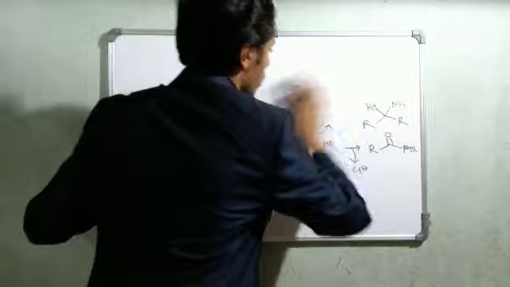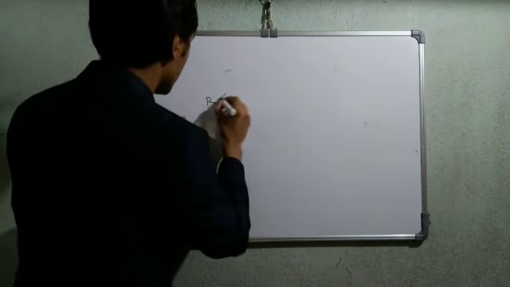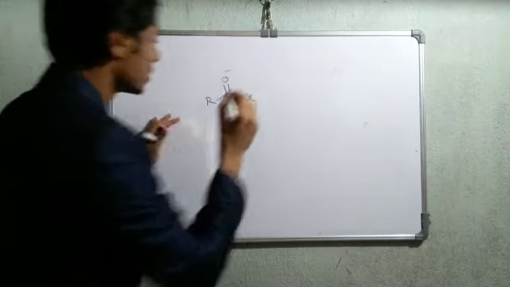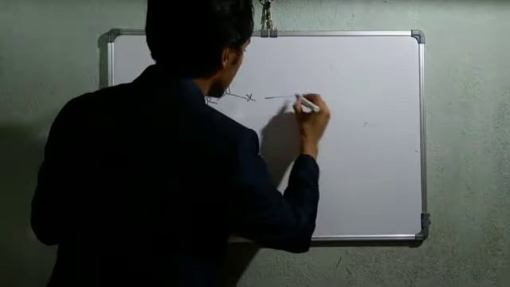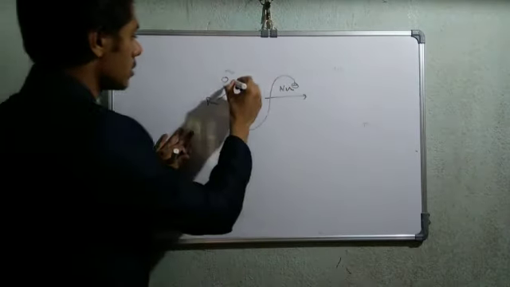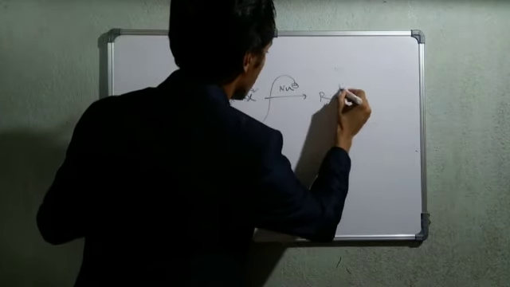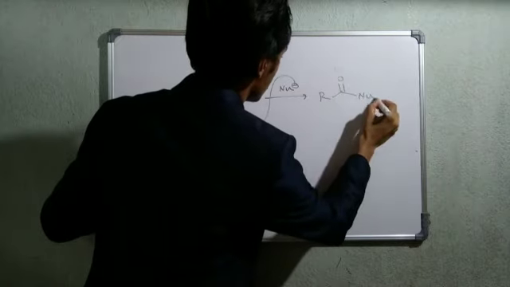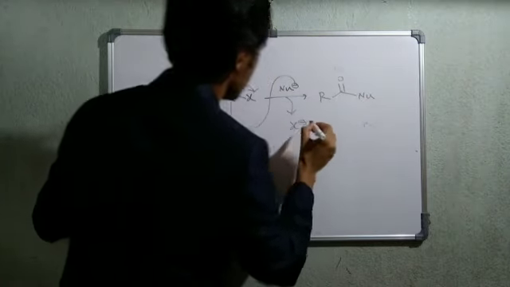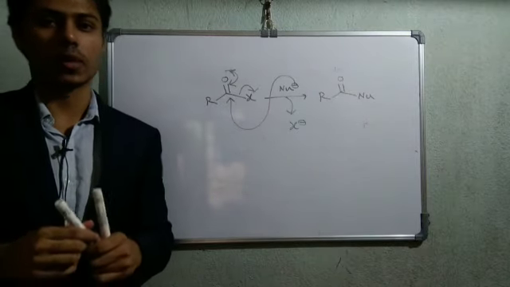So let me draw the mechanism in a summarized way. How will it look? You have a carbonyl compound which contains a leaving group X, and you have a nucleophile. What happens? Your nucleophile attacks over here. This O minus opens, again it closes, and this X goes. So you have this substituted product, and X goes as the leaving group. So this is the summary of the mechanism of nucleophilic substitution reaction at the carbonyl carbon atom.